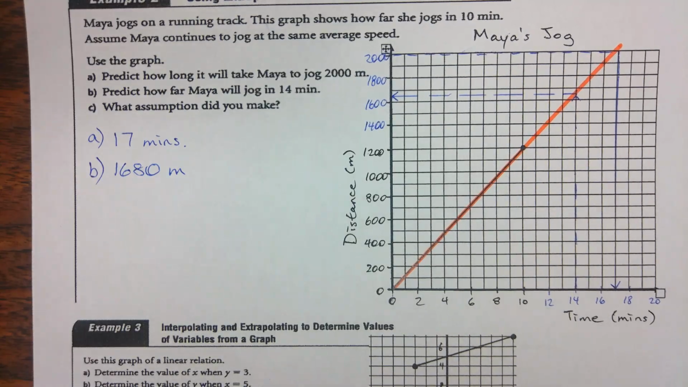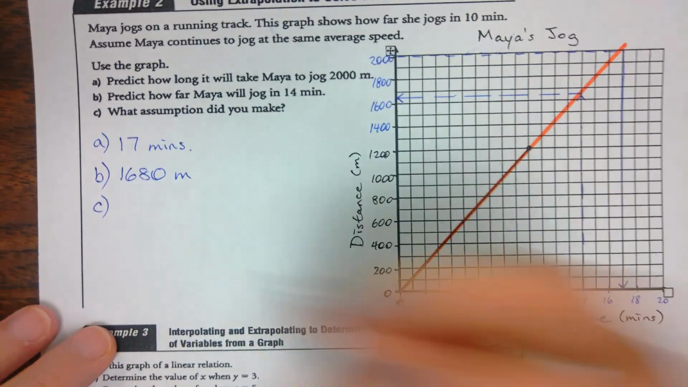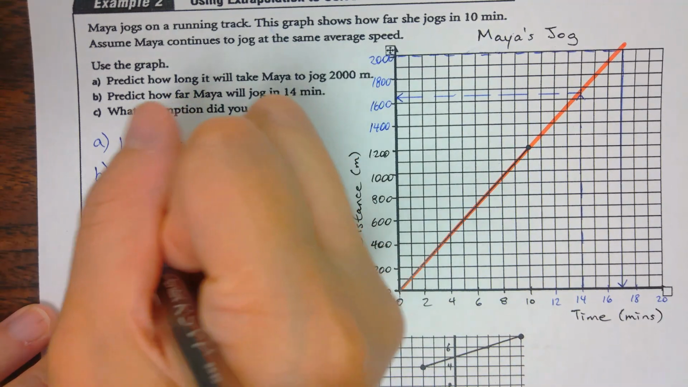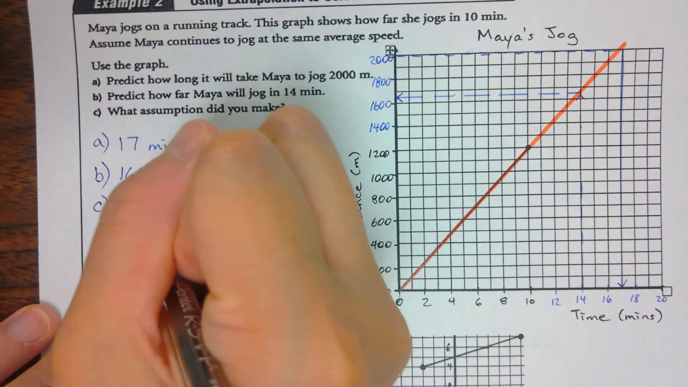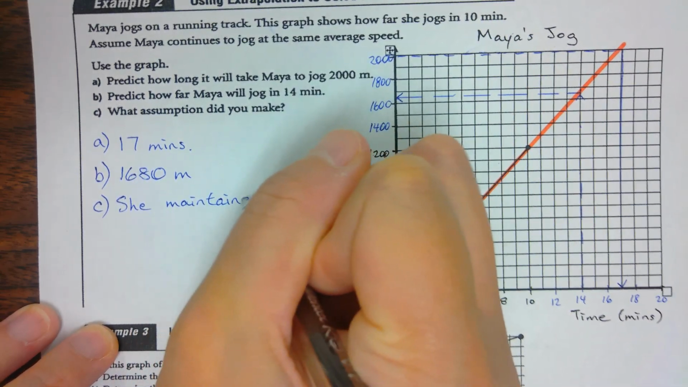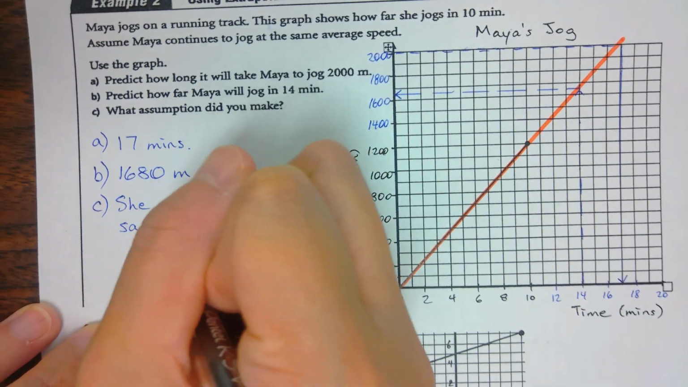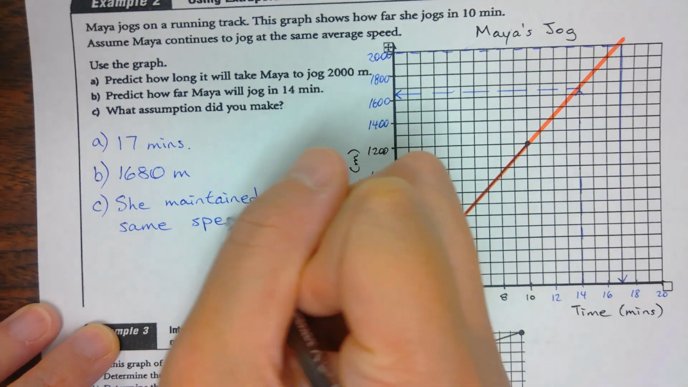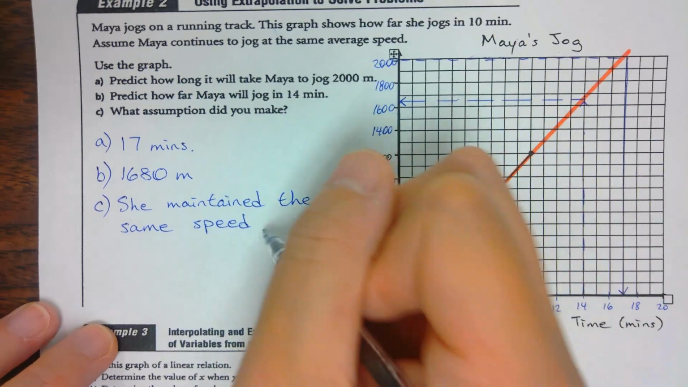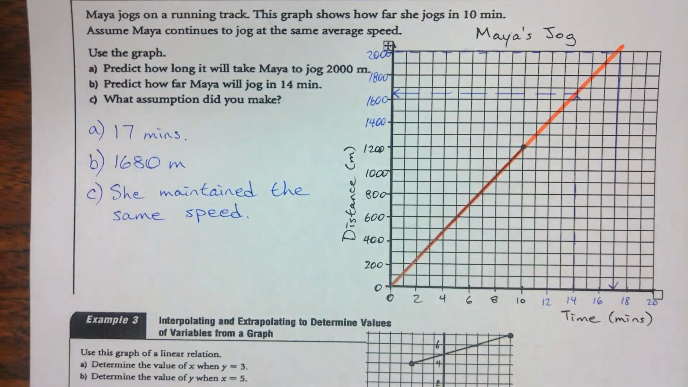Okay. What assumption did you make? Yep. At the same speed. Okay, she maintained the same speed throughout. Wait, isn't it also right on the question? Yeah, this is the additional question. Okay, but they said assume. Is that reasonable? No. Unless you run out of time.